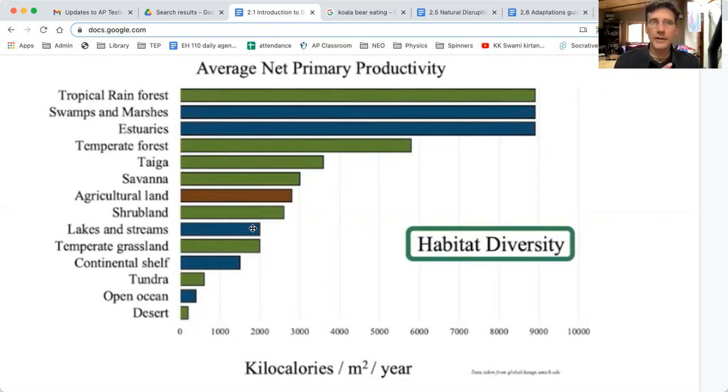Swamps and marshes also have a lot of vegetation. And because swamps and marshes means that you have areas that are kind of wet, that means there can be a lot of variation between areas that are a little bit more dry and a little bit more wet.